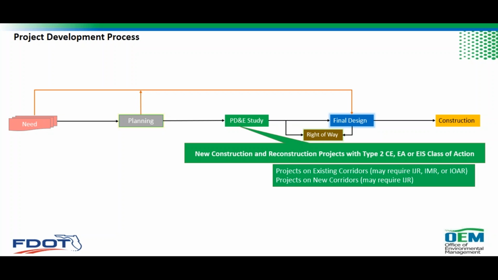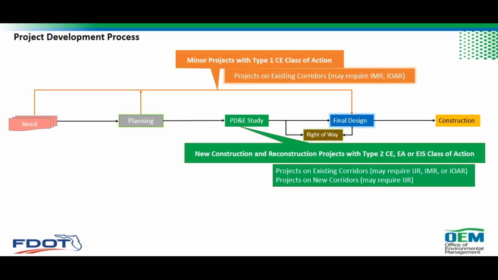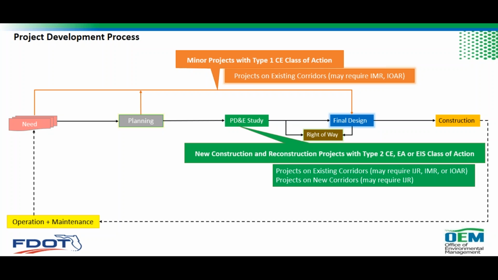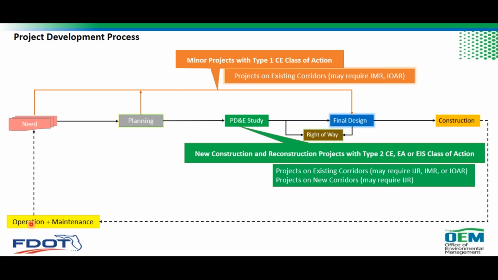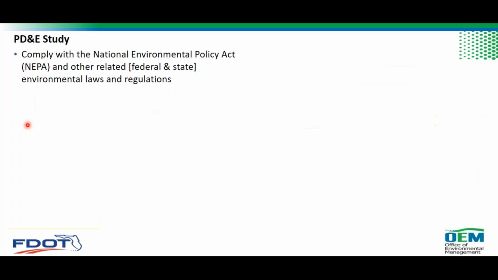However, there are other projects which do not have a PD&E phase. These are minor projects, and they are categorically excluded from NEPA. Projects on existing corridors most likely may require preparation of an IMR or IOR, as Edward said. I'm not going to go back and say what an IMR or IOR is. Of course, to complete the project life cycle, you go through operation and maintenance, and then hopefully you can go back to the need, and the process can start over.